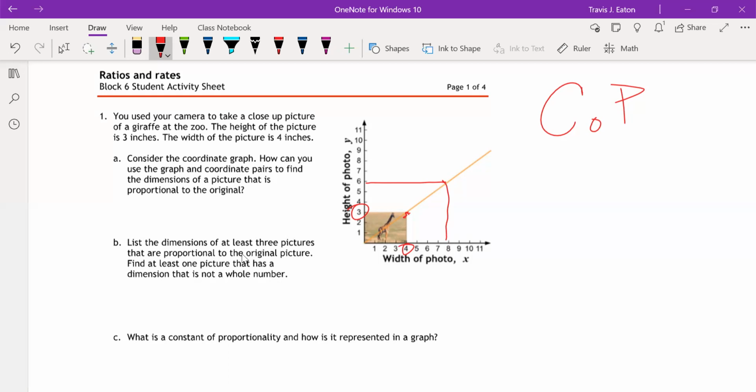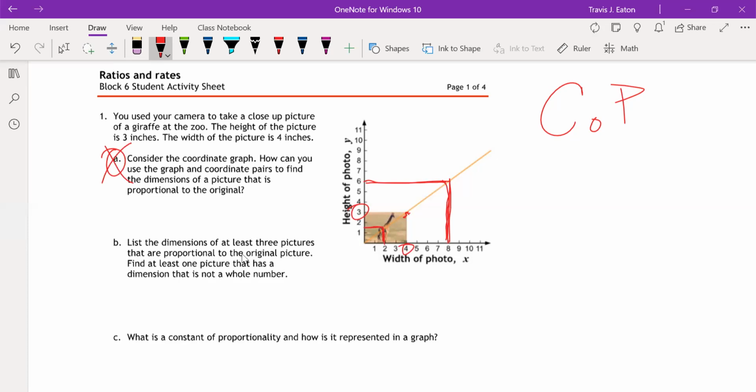Okay. If I made it even smaller, if I wanted the width to be 2, then the height would have to be 1.5. So if we divide, how can you use the graph coordinates to help us? We're not going to worry about answering this question A necessarily, but we are discussing it, okay?